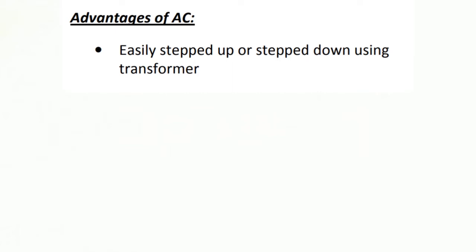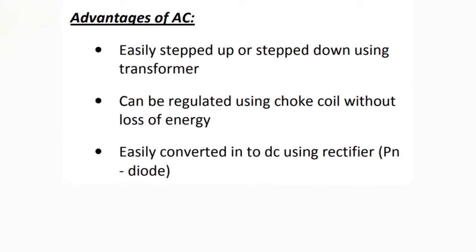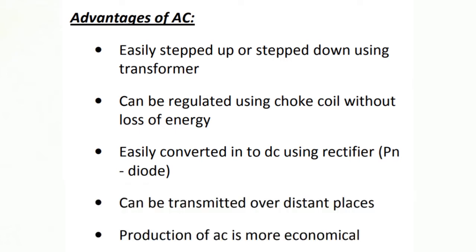It is easily stepped up or stepped down using a transformer. Alternating current can be regulated using choke coil without loss of energy. It can be easily converted into DC using rectifier, that is by using PN junction diode. AC can be transmitted over distant places. The production of AC is more economical.